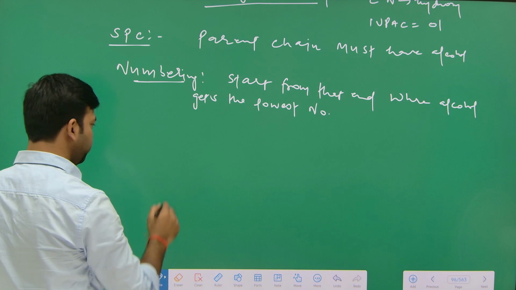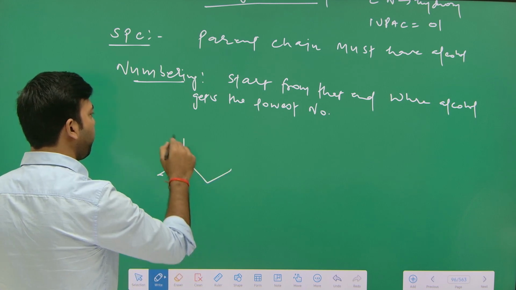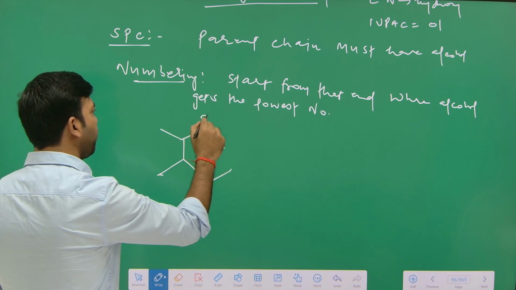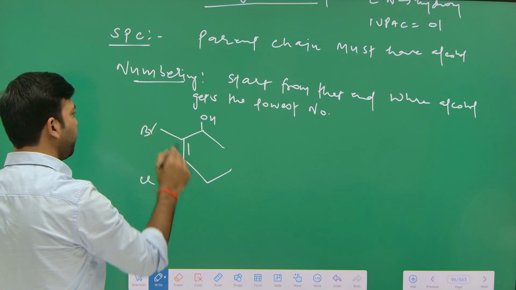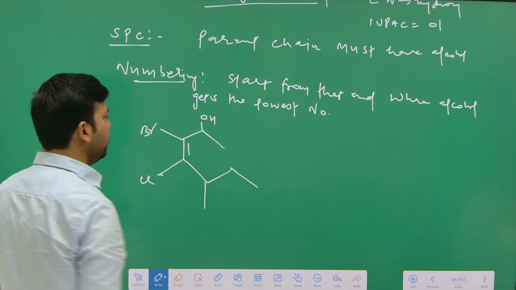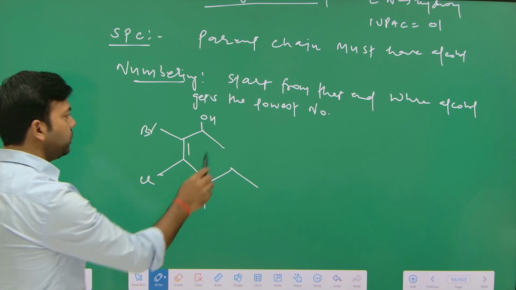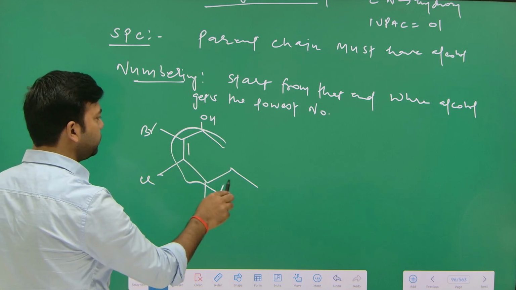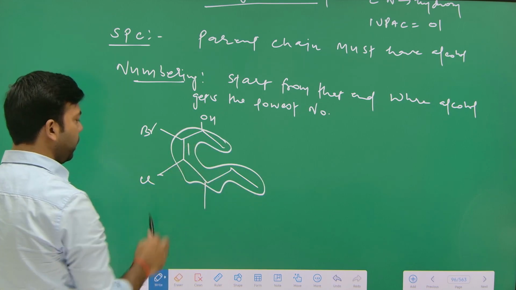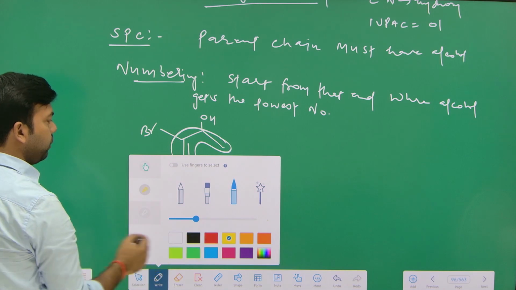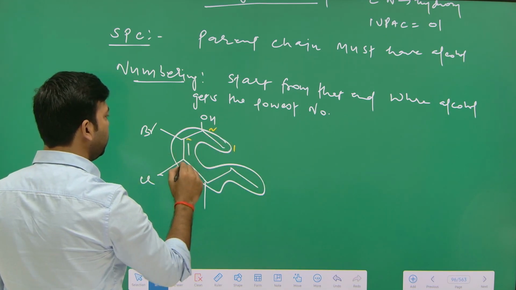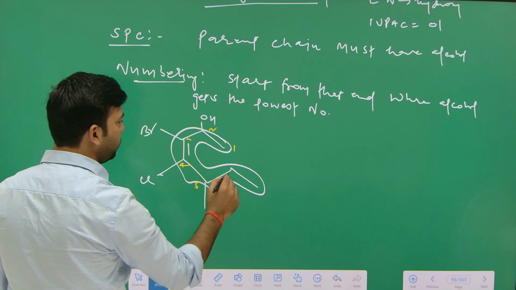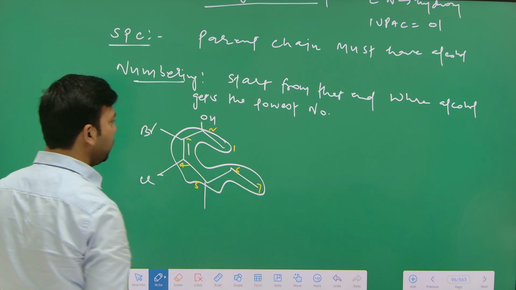So we have an example. This one. So this is my longest carbon chain and start numbering from that end where the OH gets the lowest number. So 1, 2, 3, 4, 5, 6, 7.